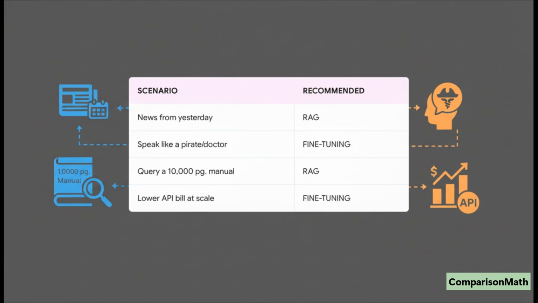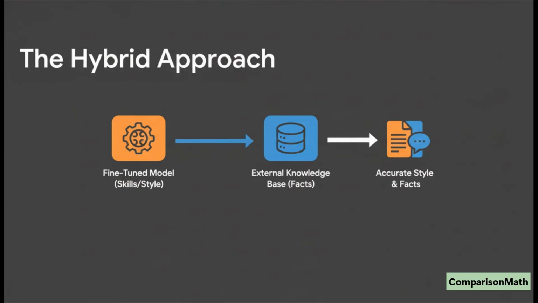And finally, if your main goal is just to get that API bill down at a massive scale, the long-term efficiency of fine-tuning is the smartest financial move. Finally, there's a little industry secret for projects that have the budget and complexity to handle it. You don't have to choose. You can use a hybrid approach.